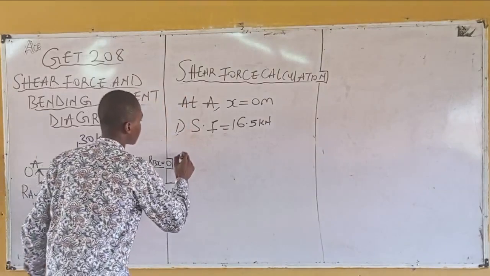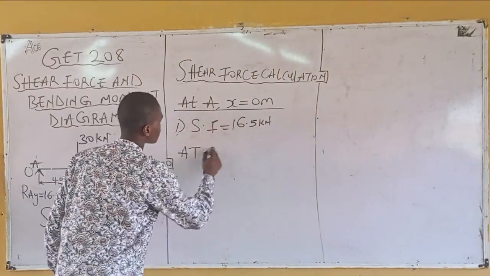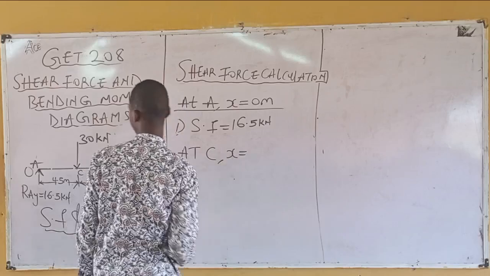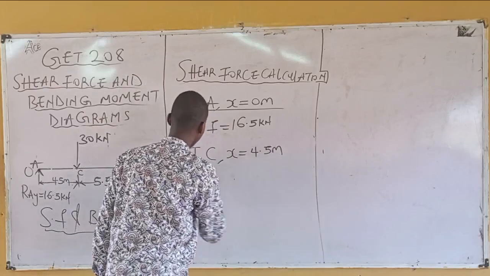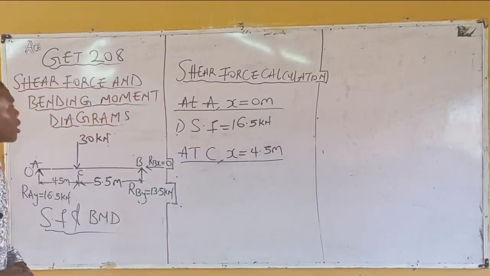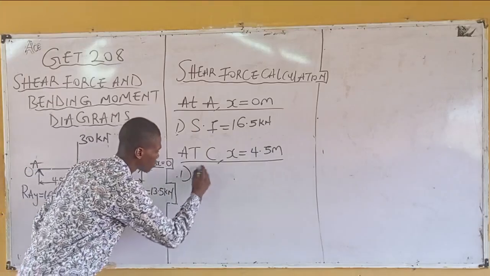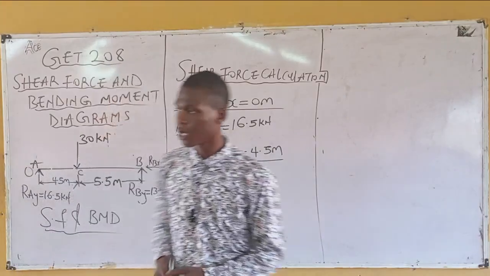Now, at C, what's the value of x? 4.5 meter. At C, the value of x is what? 4.5 meter. Now, the first value of shear force. Read what you have when calculating shear force value. How do you get the first value?